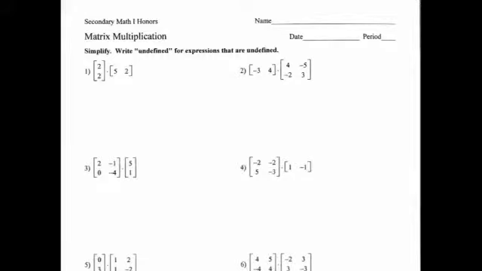Alright, time for the matrix multiplication worksheet where you have to multiply matrices. To do that, make sure you take each item in each row in the first and times it by each item in the columns of the second one. And if there's multiple things in the row and multiple things in the column, you need to add those products.